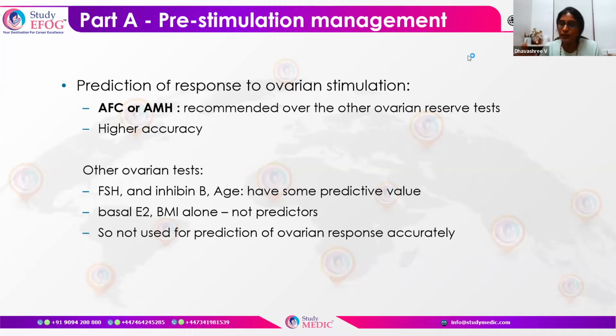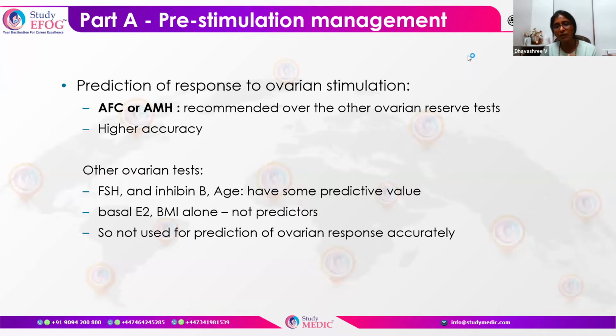What are the other ovarian tests which cannot be used as predictors? Basal E2, that is estradiol values, and BMI alone. Though they may help us in prediction, they cannot be recommended for predicting ovarian response. These other tests should not be used to predict ovarian response accurately. What should be used to predict the response accurately is the antral follicle count and the AMH.